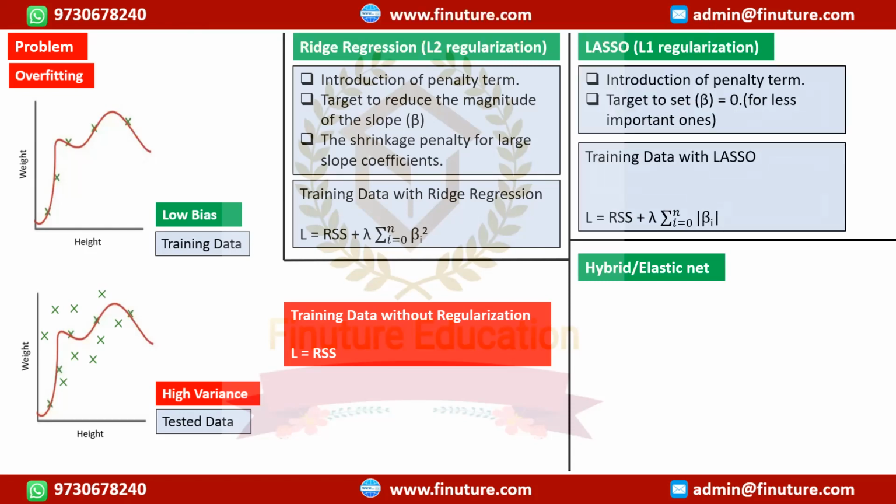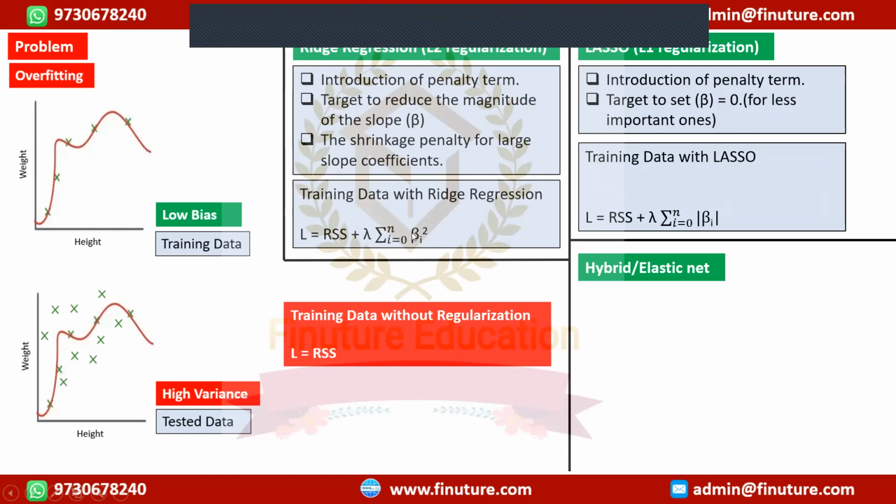And Lasso also introduces a penalty term, but what it tries to do is make the slope coefficients of the less important independent variables zero. Over here, in ridge, you try to reduce the impact of beta, but for Lasso, you target it to move to zero. Mathematically, the cost function has just a small tweak for Lasso: instead of beta i square, you have mod of beta i.